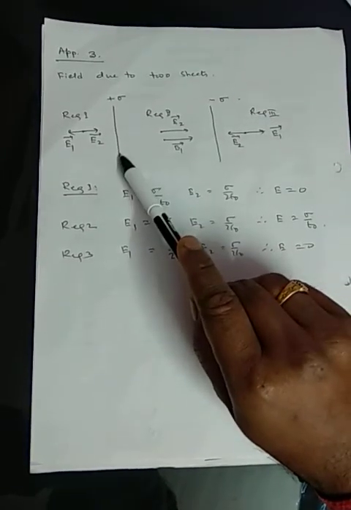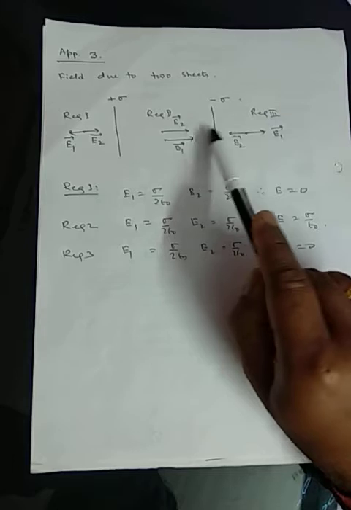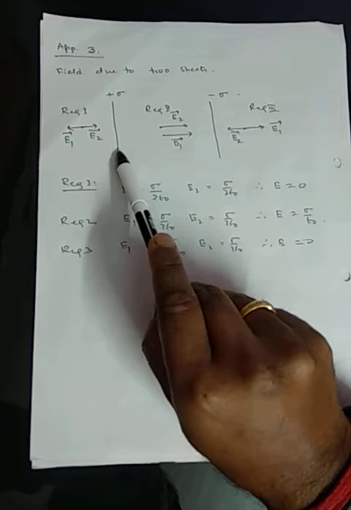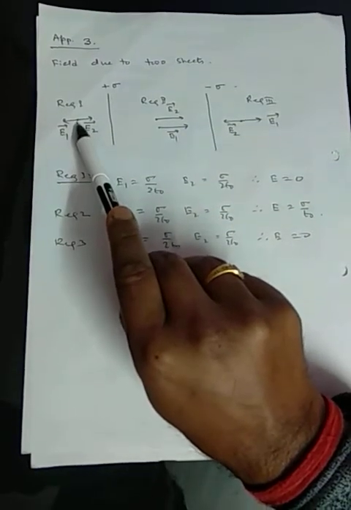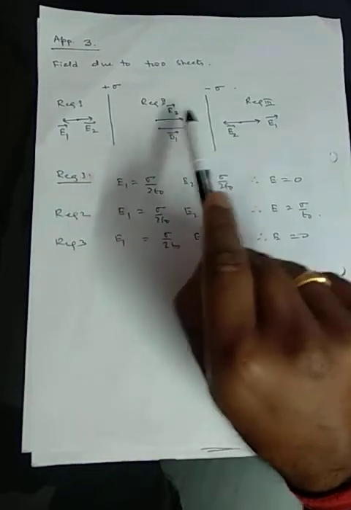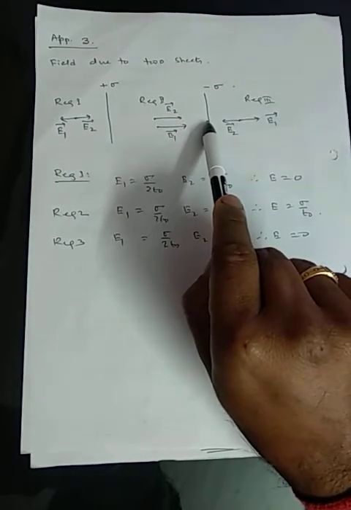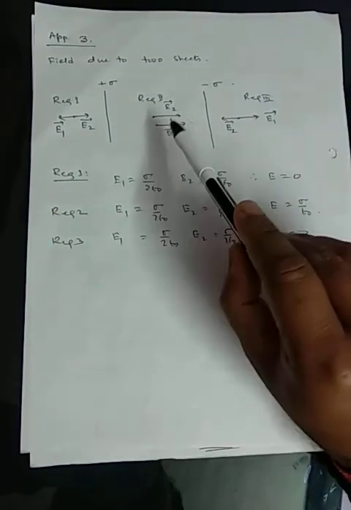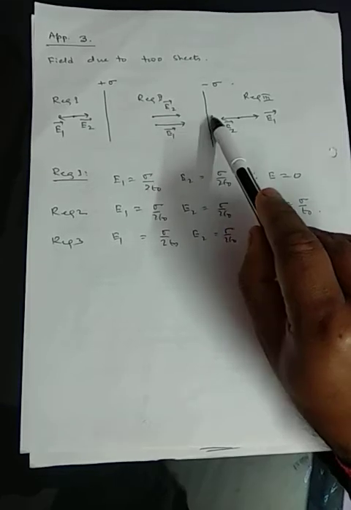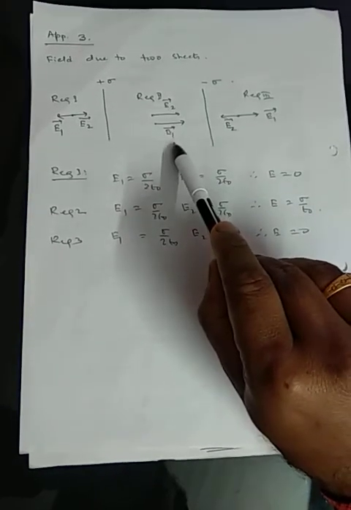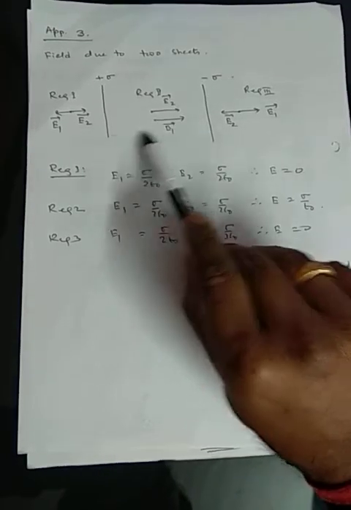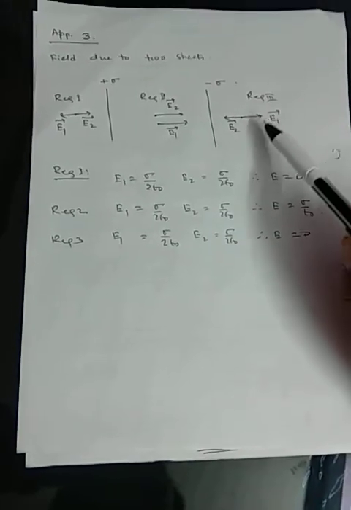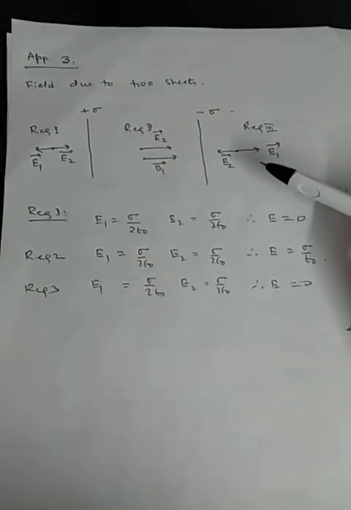As you know, electric field produced by positive charge is always away from itself, and for negative charge it is towards itself. You can see in region 1, E1 is the electric field produced by the first sheet. So in this particular region, the direction of E1 will be away from the body, and E2, the electric field produced by negative sigma, will be towards the body. Similarly in region 2, electric field E2 is due to the negative sheet, which is towards the body. Electric field E1 is due to the positive sheet, which is again away from the body. So in this region, E2 and E1 are in the same direction. Similarly, in the third region, E1 and E2 are oppositely directed, right?